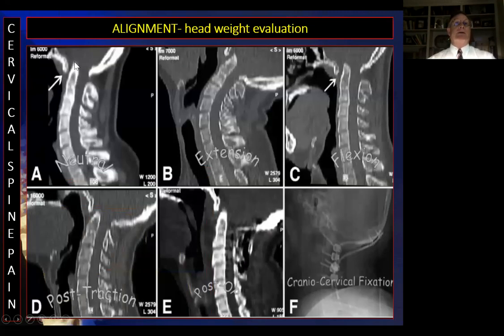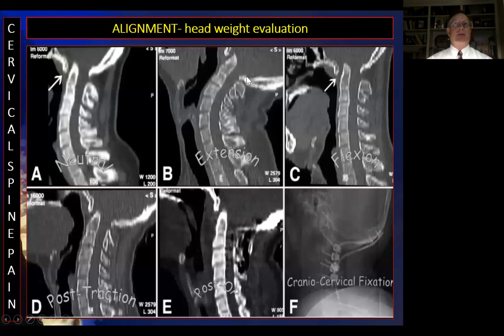Now here's a CT on a patient that's got instability at the craniocervical junction. Notice how the odontoid is almost up through the foramen magnum. So it's markedly abnormal here. Although the cervical curve is normal, this is neutral. And again, this is a CT, so the patient's lying down. With extension, there's a little bit of improvement.